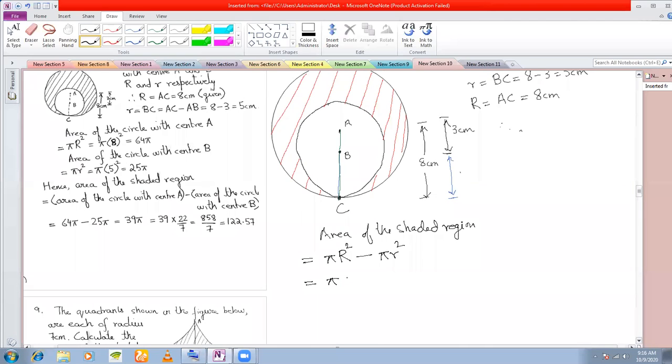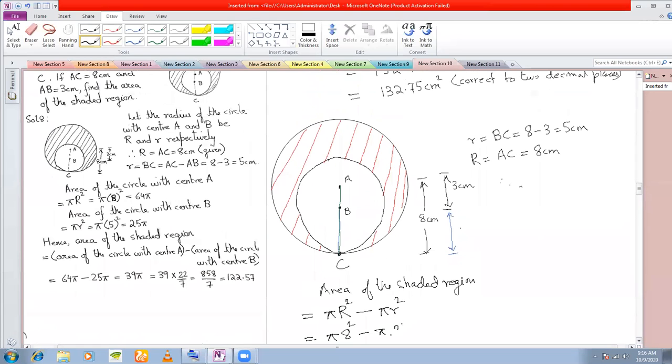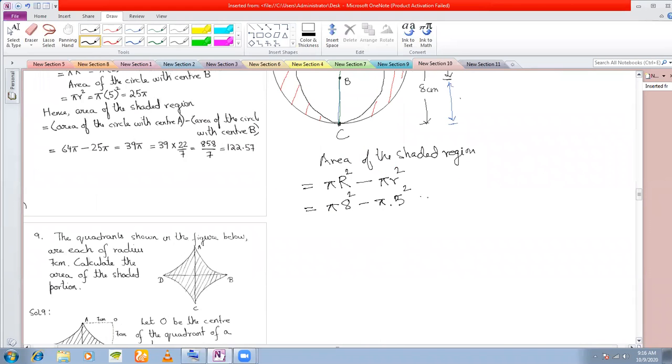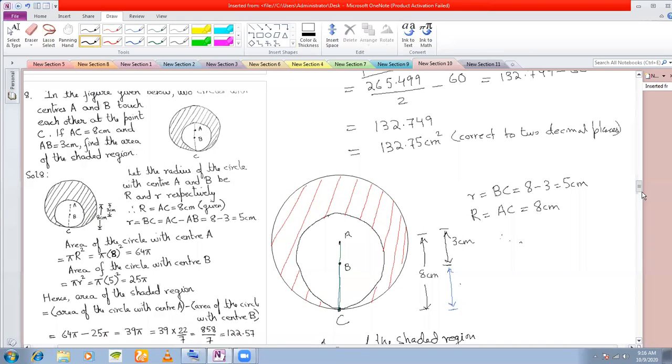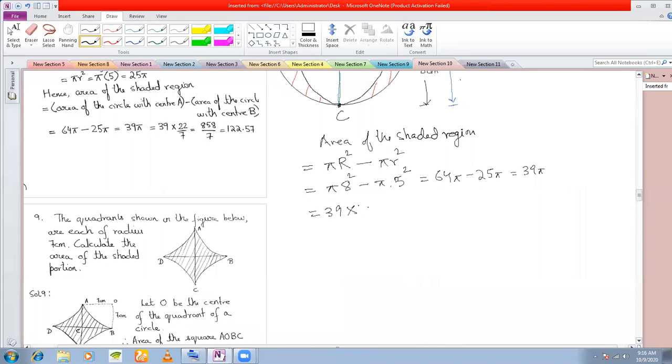Pi capital R square is pi 8 square, minus pi small r square, which is pi 5 square. So what you get here is 64 pi minus 25 pi, which is 39 pi. And this is 39 into the value of pi. How much have they asked you to take? They have not specified. So you can take 22 by 7.